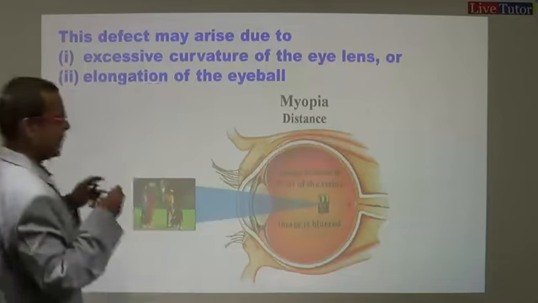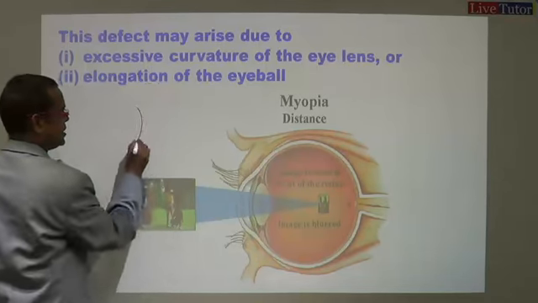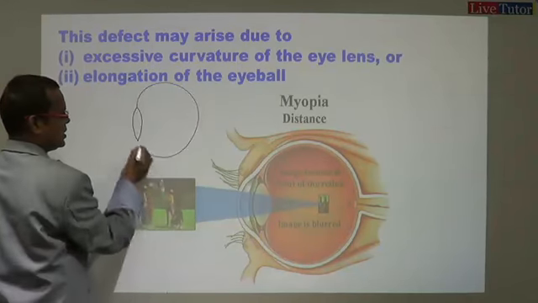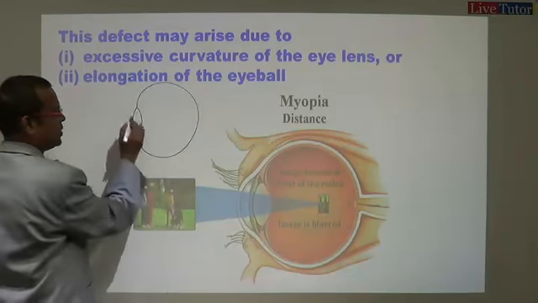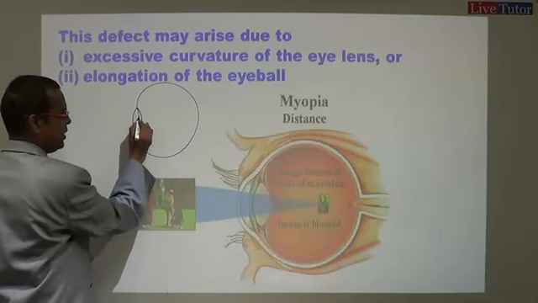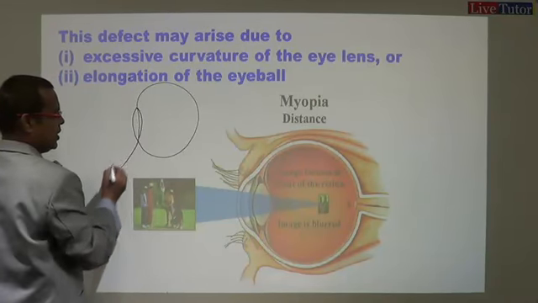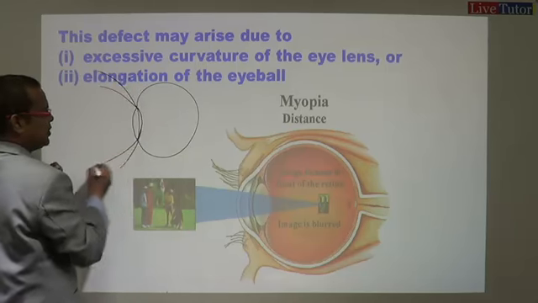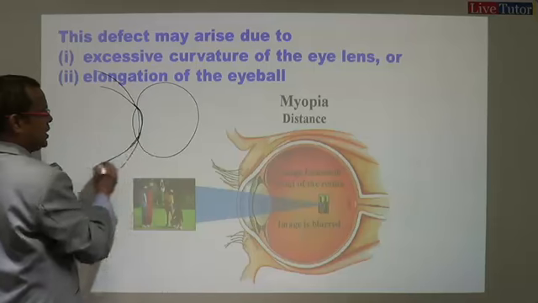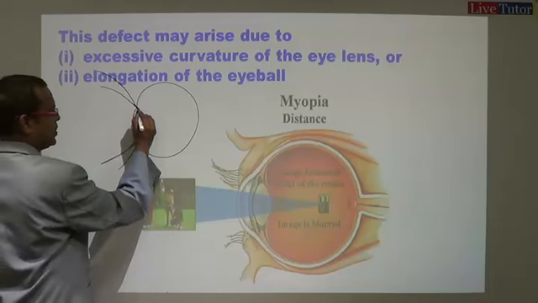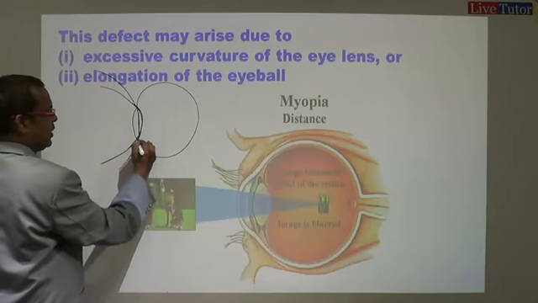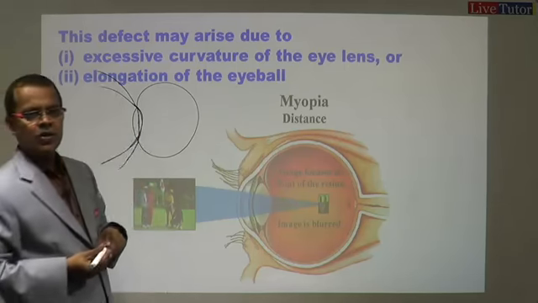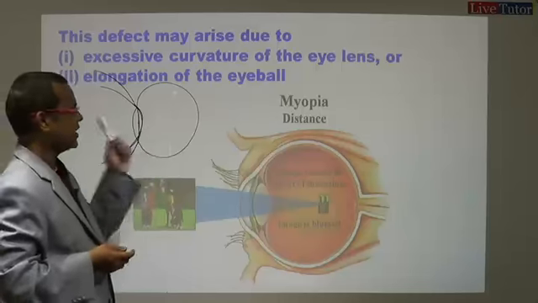See, for example, look at that. Suppose this is the eye lens. Now this is pushing it a little bit, so the curvature will be like this. So what happens? You can see that the curvature is a little bit increased. The earlier one was this one. Now when it is pushing, the second one, you can see that the radius of curvature is increased. So this is what we call excessive curvature.